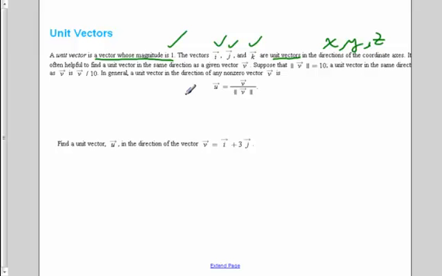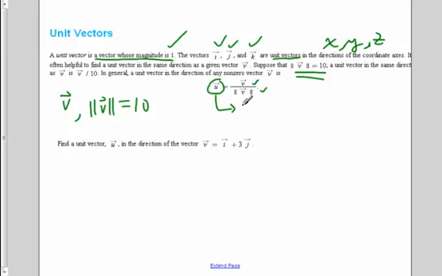So the idea is, if you have some vector v, and in this case we're saying the magnitude of v equals 10, then taking the vector v and dividing by its magnitude will get us a unit vector.